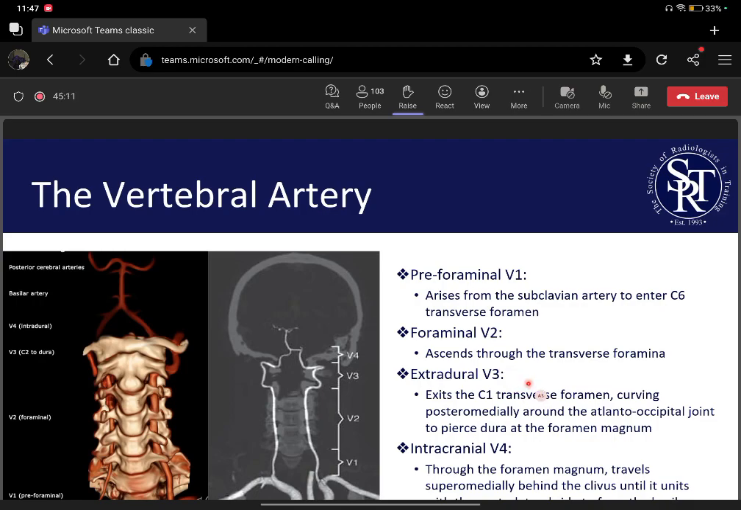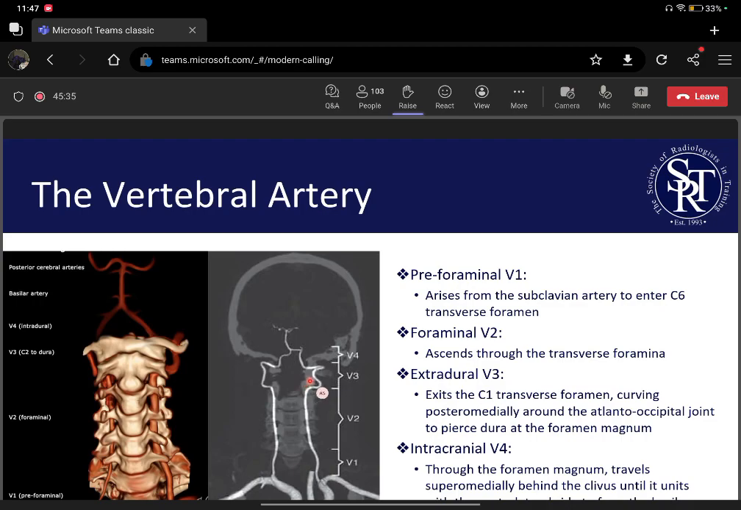So we'll talk about the vertebral artery in a little bit more detail. The vertebral artery has four segments. It starts off with V1, the preforaminal segment, as it arises from the subclavian artery to enter the C6 transverse foramen. And then as it goes up through the transverse foramina, it is our foraminal segment.